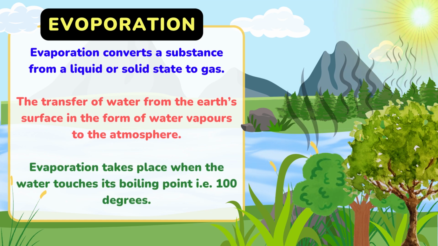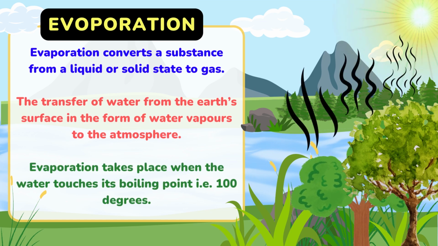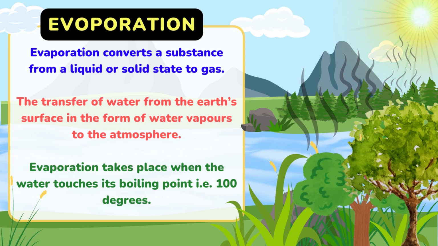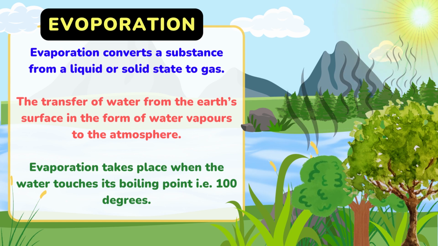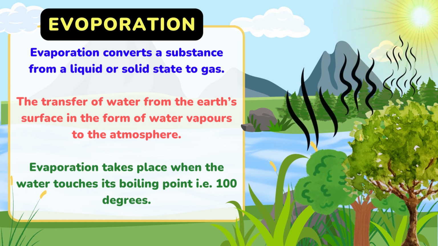Evaporation converts a substance from a liquid or solid state to gas. It is the transfer of water from Earth's surface in the form of water vapors to the atmosphere. Evaporation takes place when the water touches its boiling point, which is 100 degrees.